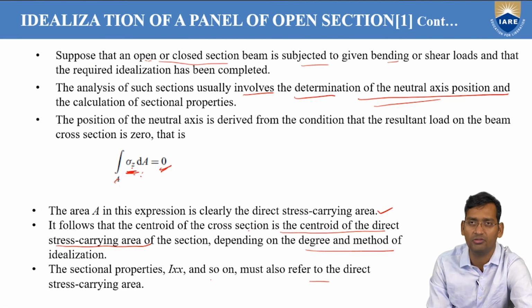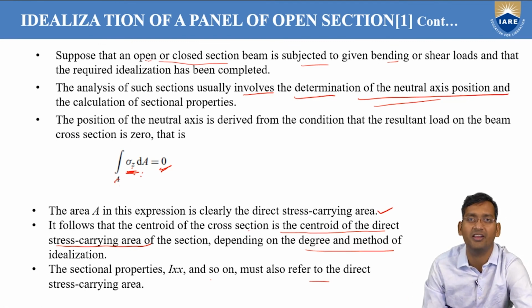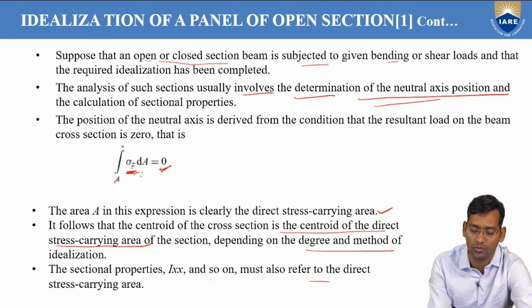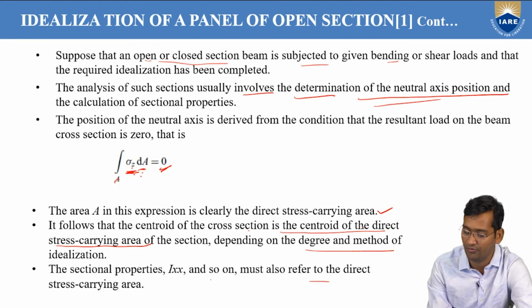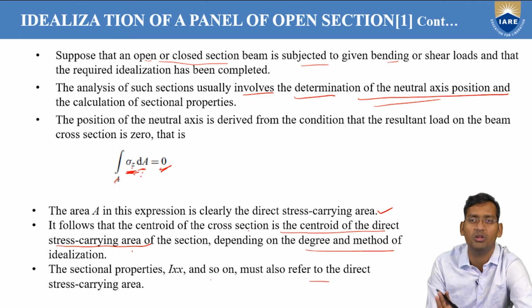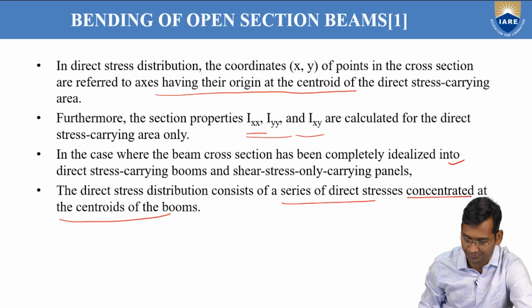Now after idealization, the total or resultant force acts at the neutral axis, so that total resultant force must be equal to 0. Over the entire span, the integral of sigma z dA should be equal to 0. That means the centroid of the direct stress carrying area is what matters, and the method of idealization then determines the sectional properties Ixx and so on, which must also refer to the direct stress. Once we change to booms, we consider only the direct stress area when we find the sectional properties.